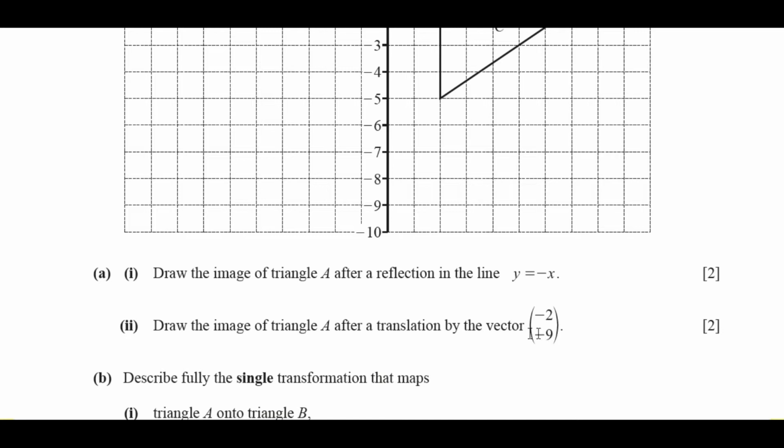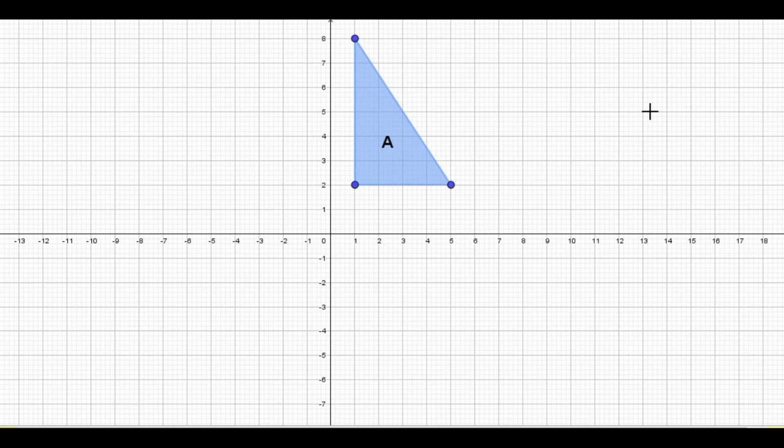And the second value represents y, the vertical movement. If it is negative, going down. If it is positive, moving up. In this way you have to use translation. Now we will discuss this question. Here the column vector is given as minus 2, minus 9. That means the object, triangle A, is moving 2 units left, then from there 9 units down. Let us translate this triangle A by the column vector minus 2, minus 9.